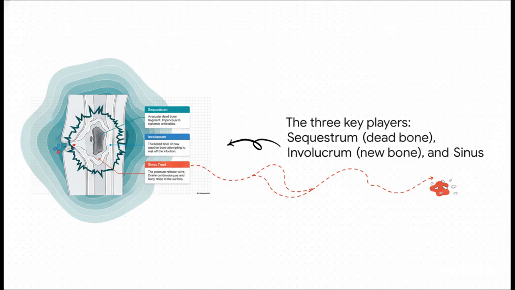And finally, the sinus tract. This acts like a pressure release valve, draining pus and tiny bony chips to the surface. If you see a sinus, you can be almost certain there is an active sequestrum hiding underneath.